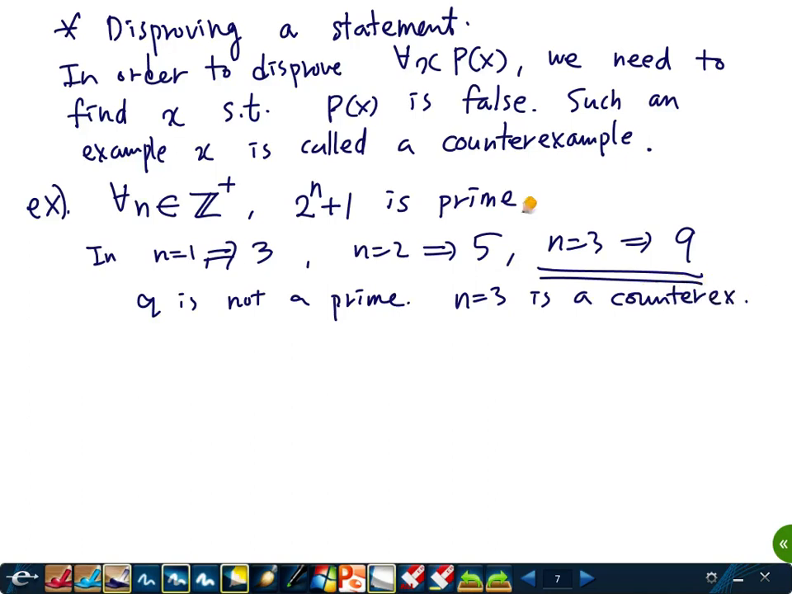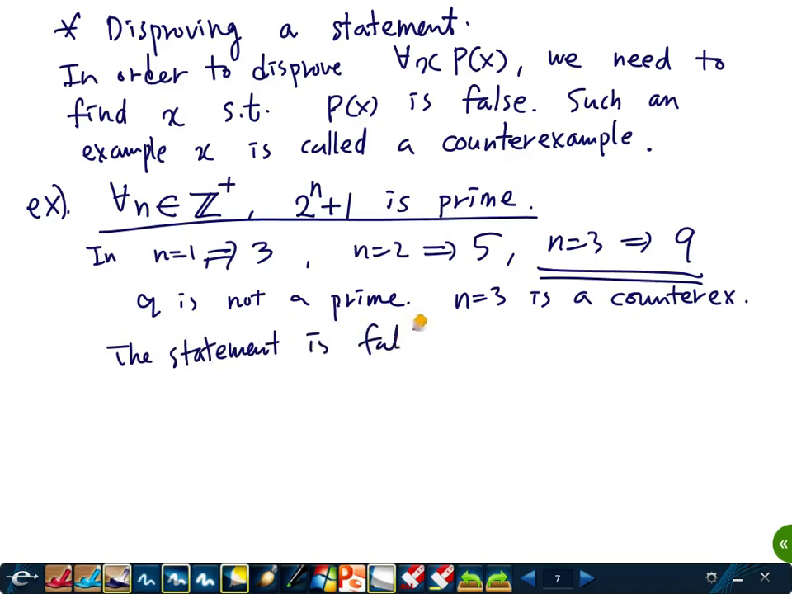This proves that this statement is false. So once you have a counterexample, you can immediately conclude that the statement is false. You don't have to look at bigger numbers. This one example is enough because the statement said that for all n it is true.